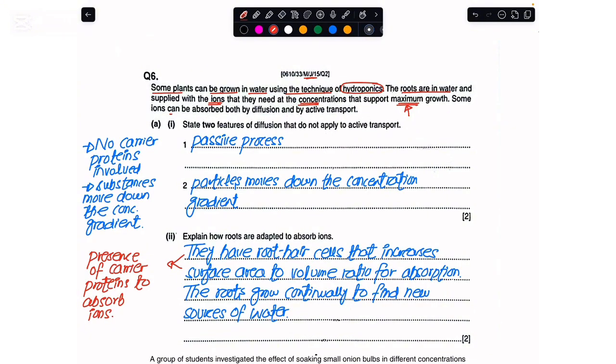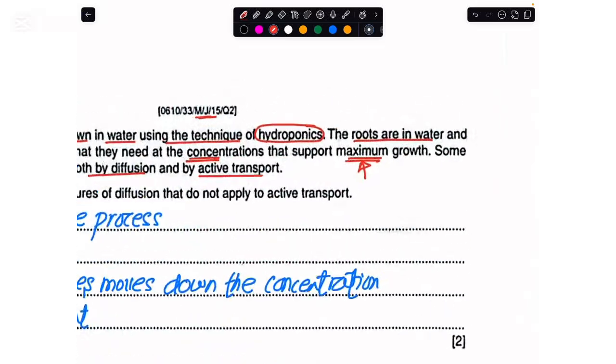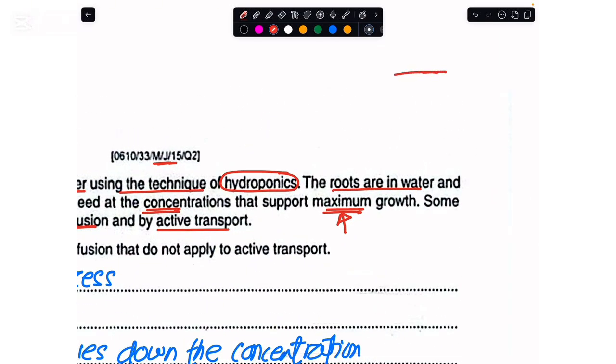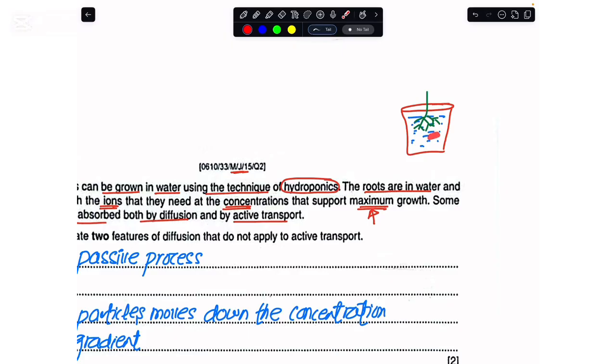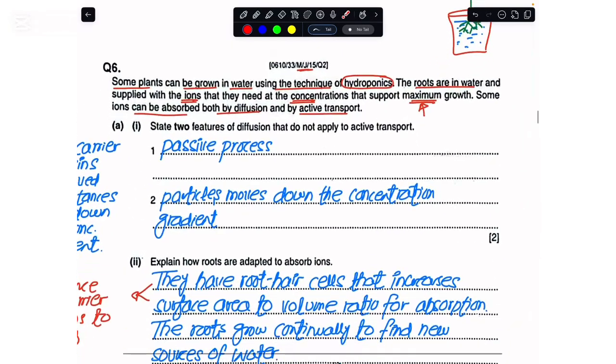They say some ions can be absorbed both by diffusion and active transport. If I were to show you the diagram, you would take a pot, and in the pot I would add water, and that water would have the correct concentration of ions. For the plant that I am growing, we would cause its roots to be immersed here, and they say that the ions from this solution would be absorbed by the plant roots, both by diffusion and active transport.